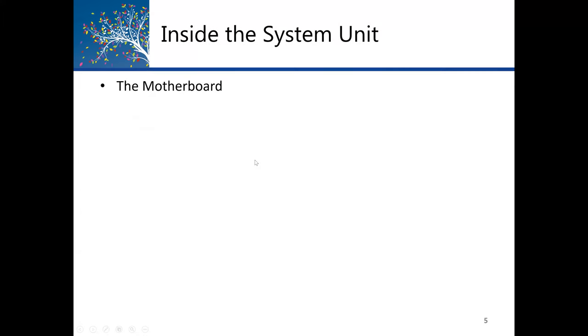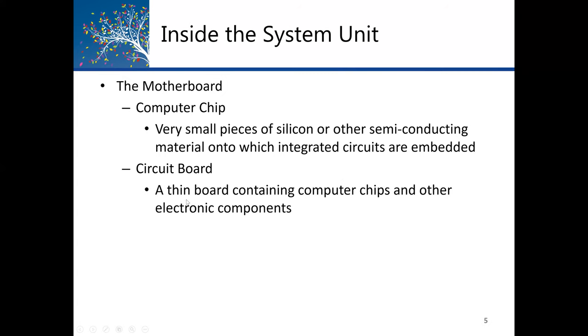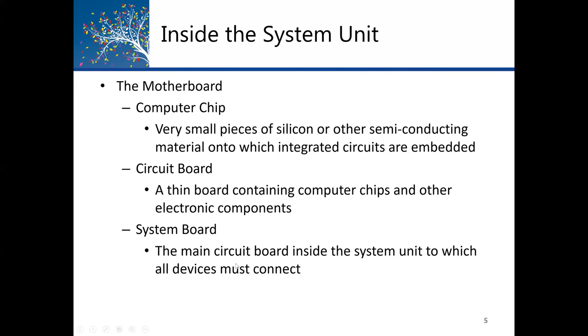So we start with the motherboard. And here we say a motherboard is a computer chip. And a computer chip is a very small piece of silicon or other semiconducting material onto which integrated circuits are embedded. Now, a circuit board is a thin board containing computer chips and other electronic components. Also, we have a system board, which is the main circuit board inside the system unit to which all devices must connect. And that's the motherboard.